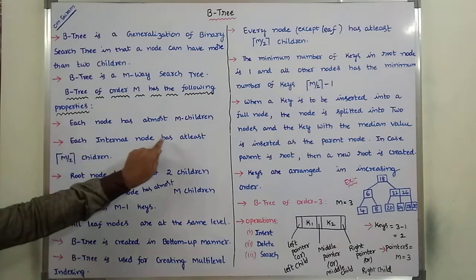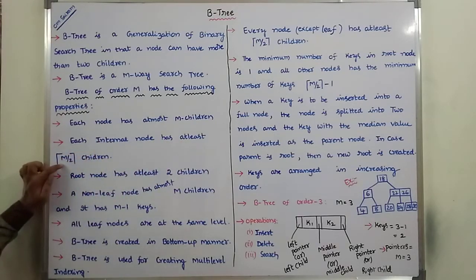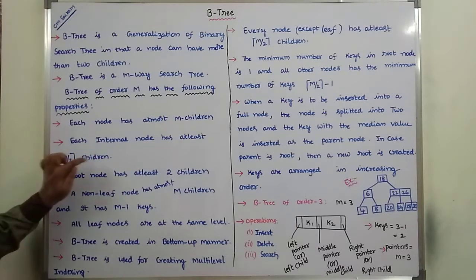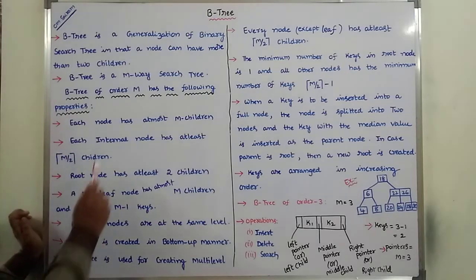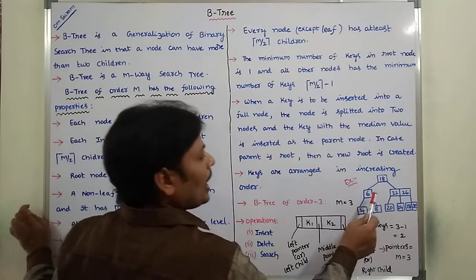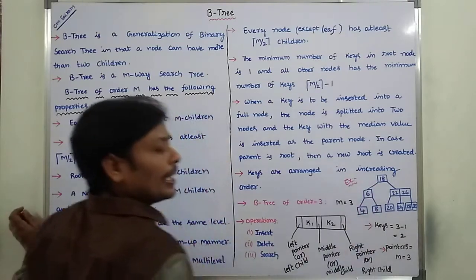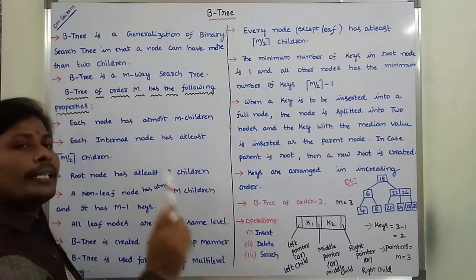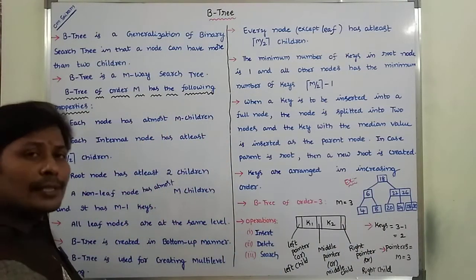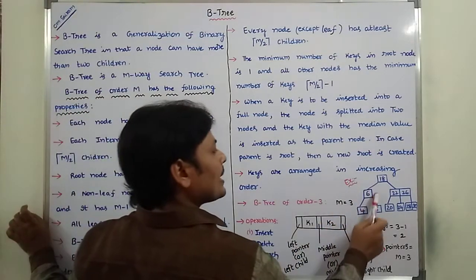Next, second point. Each internal node has at least the ceiling of M by 2 children. Each internal node. Here, this is an internal node. An internal node is nothing but a node that contains some number of children. So this is called an internal node.